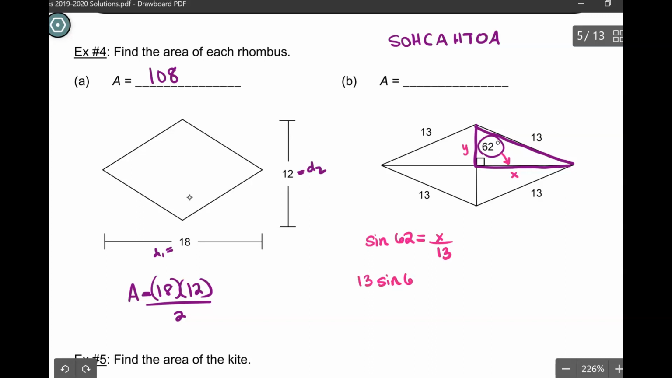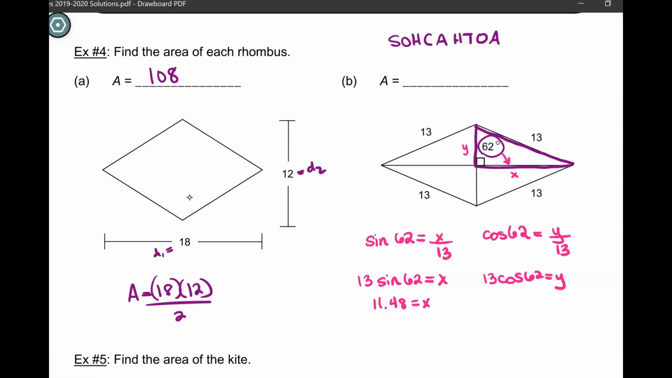multiplied by 13 on both sides. So I'm going to plug that into my calculator. And I get 11.48 for x. And then for y, now you have a choice. You can either do Pythagorean theorem or you can use cosine because y is the adjacent side. So I could do cosine of 62 equals y over 13. So I'd make sure we go over, press cosine, and I get 6.10 for y.